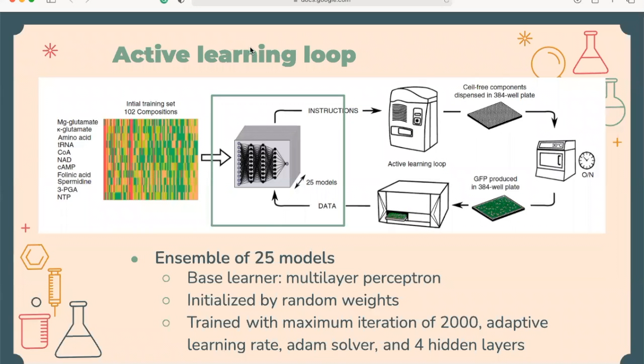After they had the initial training set with 102 compositions, they were able to initiate the base learners. They trained an ensemble of 25 models. Each model is a multilayer perceptron, initialized with random weights and trained with maximum iteration of 2000, adaptive learning rate, Adam solver, and 4 hidden layers. Actually, they trained each of the 25 models 10 times and kept the best of the 10 models for optimization.